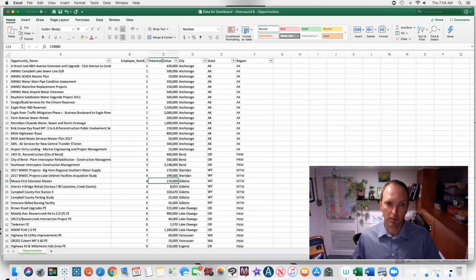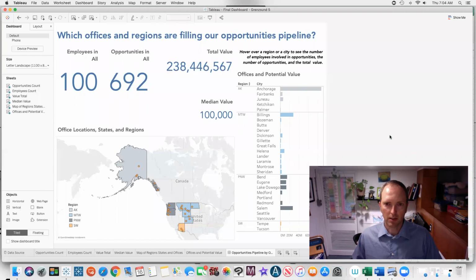I also had a big problem with potential value. Tableau was reporting back a sum that was off by a factor of 18. Instead of $238 million in potential revenue, it was reporting that we had 5.2 billion. So by taking data away and tables away, I was able to get down to this honed in data set. And here's my actual dashboard.